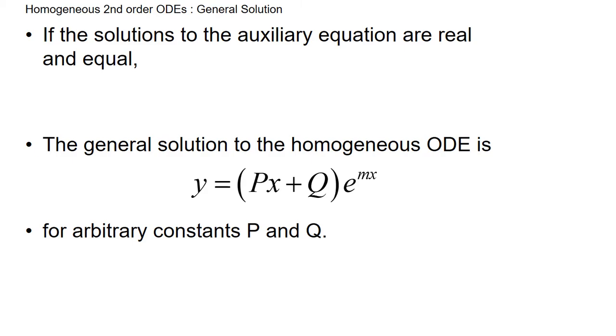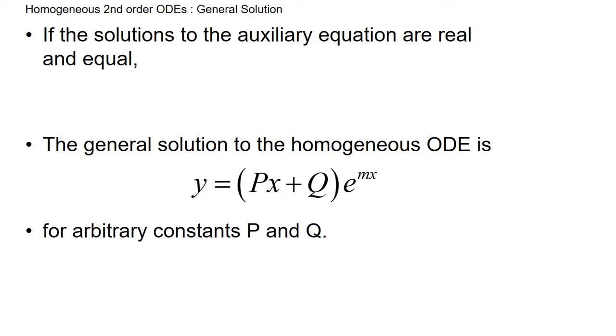But we might have a situation where the two roots of our auxiliary equation are real and equal. So we'll call them m, and in that case, the solution to our differential equation will be one constant multiplied by x plus another constant, and the whole thing multiplied by the exponential of m times x. This gives a solution in that particular case. Again, for constants p and q. Remember, it's a second order differential equation. We would expect there to be two constants there.